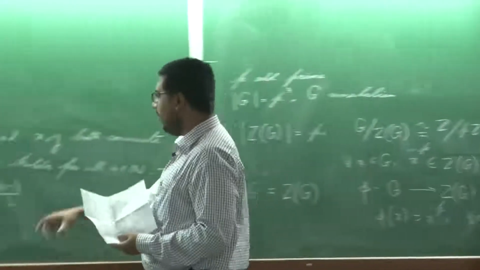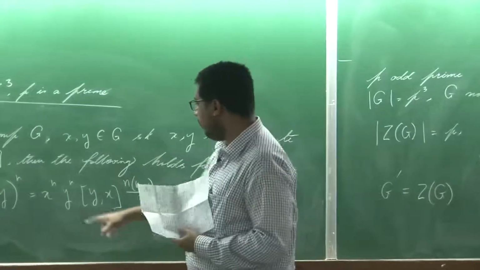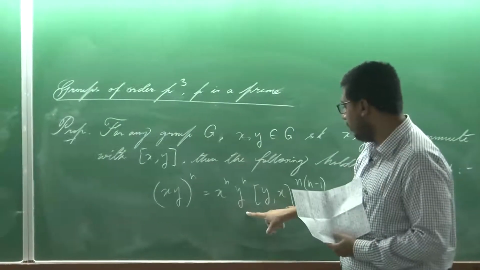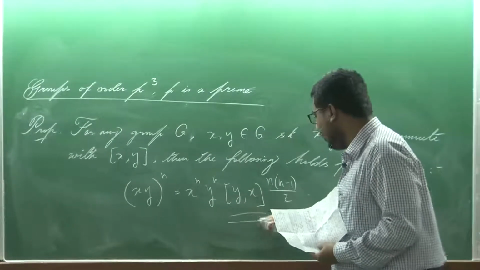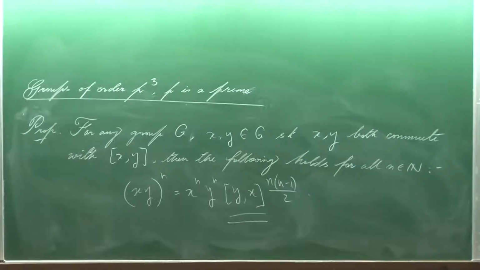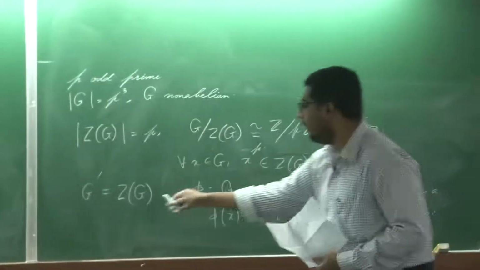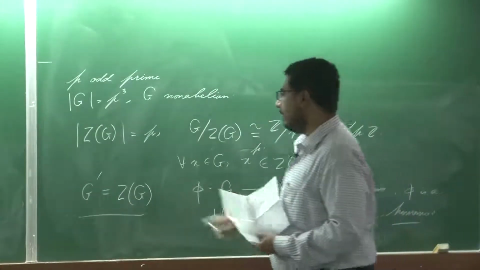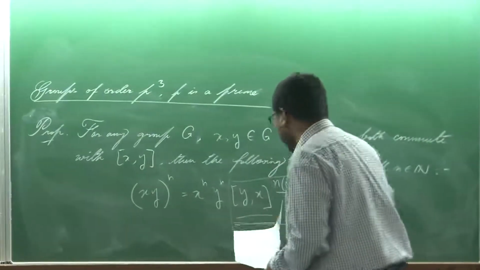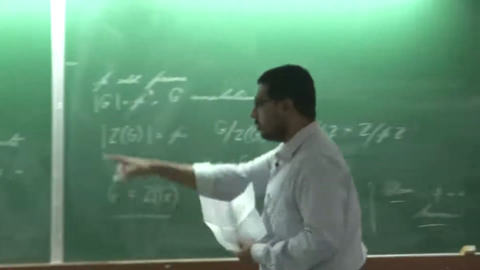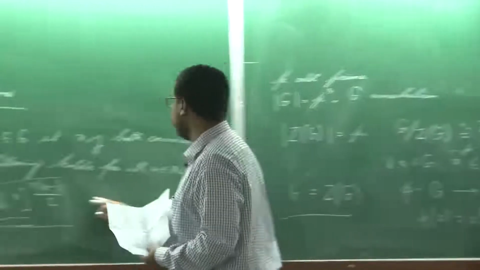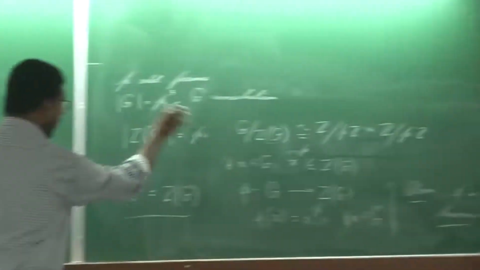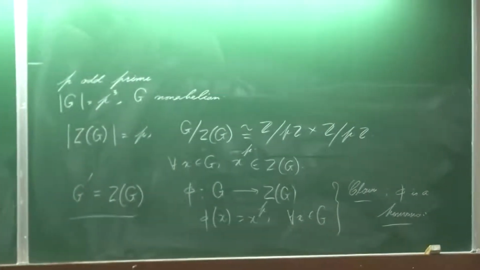Now let us come to apply this to our case when n is p. When n is p and p is an odd prime, it will be x^p, y^p, and the commutator to the power p times something. The commutator [y,x] lies in the center, and the center has order p. Therefore in our case this term will be just identity. So the rest immediately shows this is a homomorphism. In view of this proposition, the claim is hereby established.